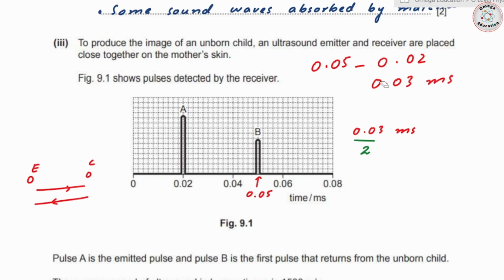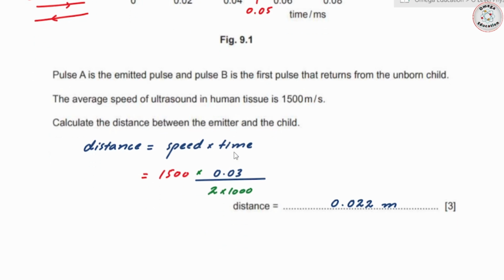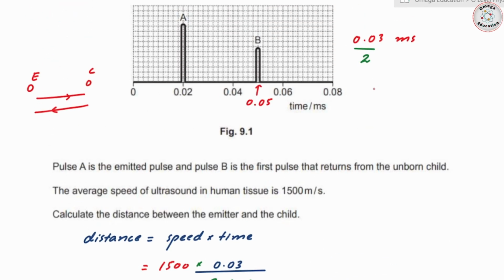What would be the time for the one-way trip between A and B, between the emitter and the collector? That'll be half of it. So half of 0.03 would be 0.03 divided by 2, which would be 0.015. All right, so it'll be 0.015 millisecond.